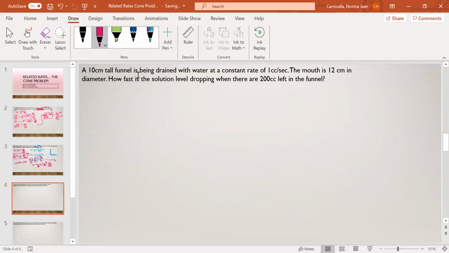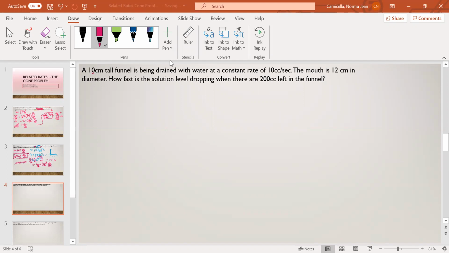A 10-centimeter tall funnel is being drained with water at a constant rate of, I think that's supposed to say something different. I'm going to have to check it. Mouth is 12 centimeters in diameter. How fast is the solution level dropping when there is 200 cubic centimeters left in the funnel? Yeah, that was supposed to be 10, and I just changed it, centimeters. So it's 10 centimeters per second.